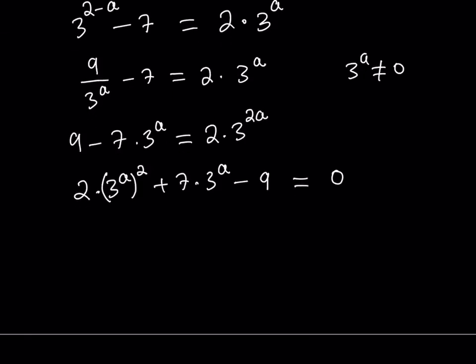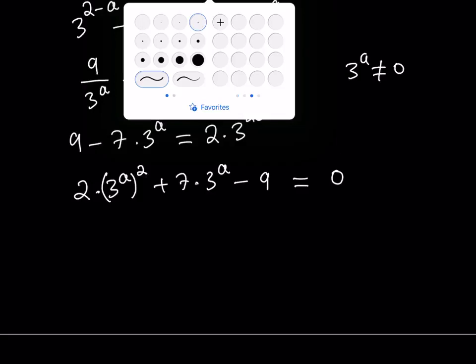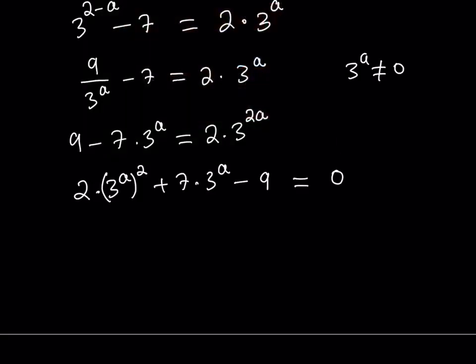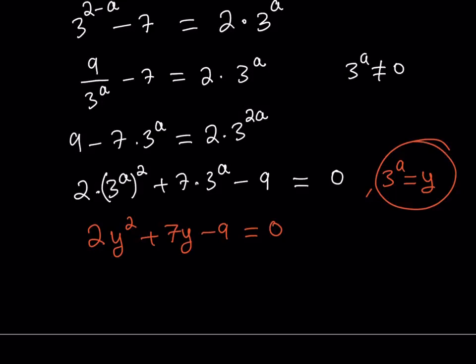This looks like a quadratic equation. If you make the substitution, which is what? If you call 3 to the power a, let it equal y. Awesome. Then we have a quadratic in y. So 2y squared plus 7y minus 9 is equal to 0. Awesome. We know that 3 to the power a is equal to y, and we're going to solve for y.